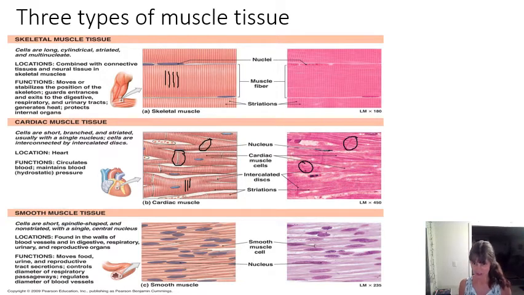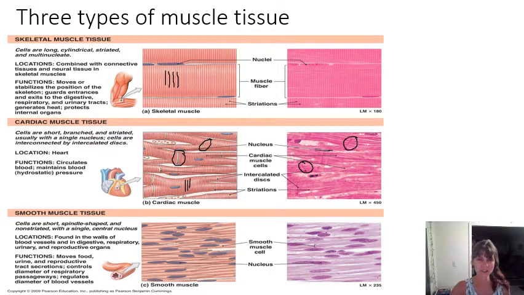Obviously, cardiac muscle tissue is only going to be found in the heart, and it helps to circulate blood throughout the body, and that helps to maintain blood pressure, which is also known as hydrostatic pressure. This takes us to smooth muscle tissue.